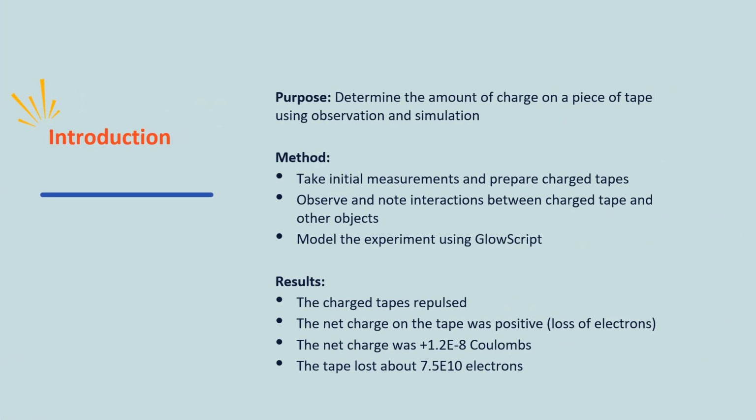This first lab, our goal was to use charged tape as a source for observing the interactions of charged bodies. To do this, I followed an experiment for charging the tape, holding it near various objects, and modeling the entire experiment through GlowScript. Overall, I found that two charged tapes repulsed each other. The net charge on the tape was positive 1.2 e to the negative 8 coulombs, and therefore the tape lost around 7.5 e to the 10 electrons.